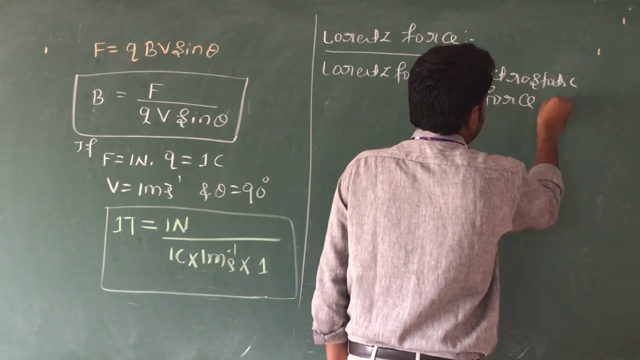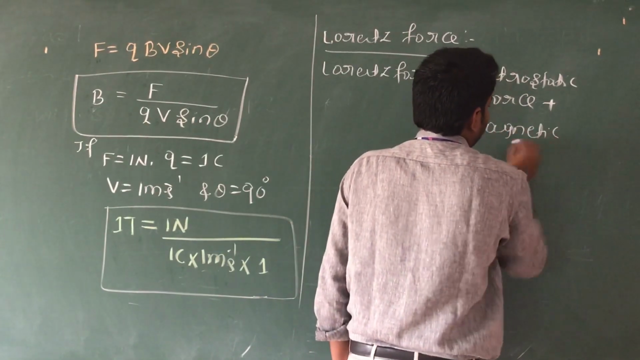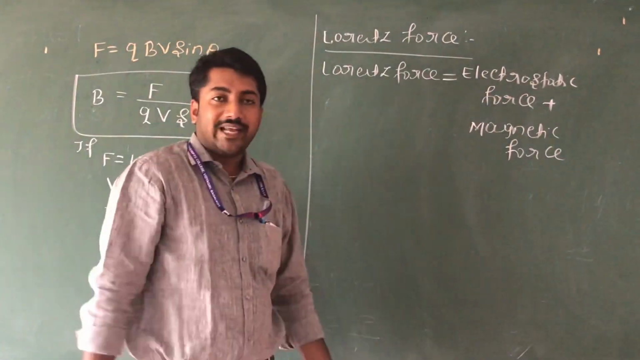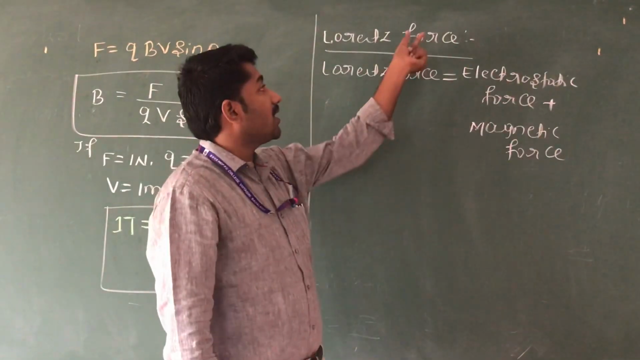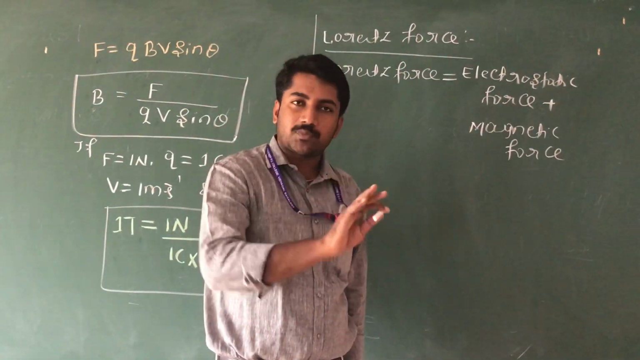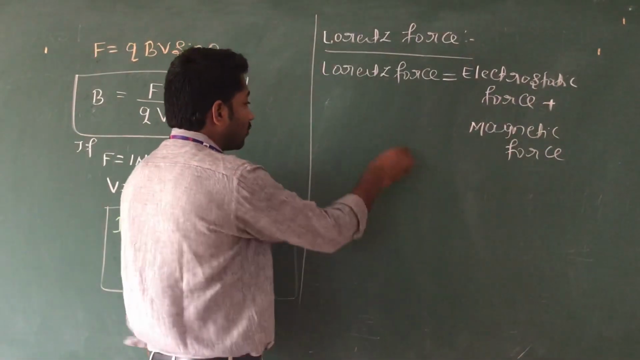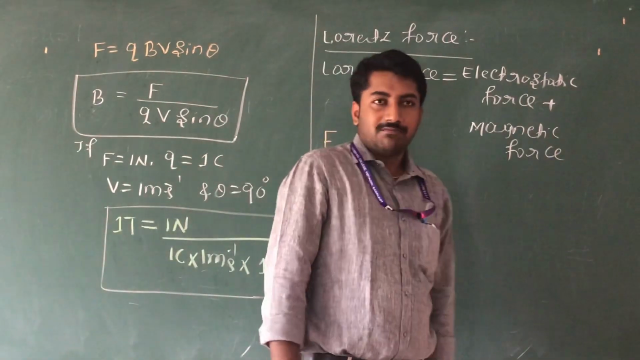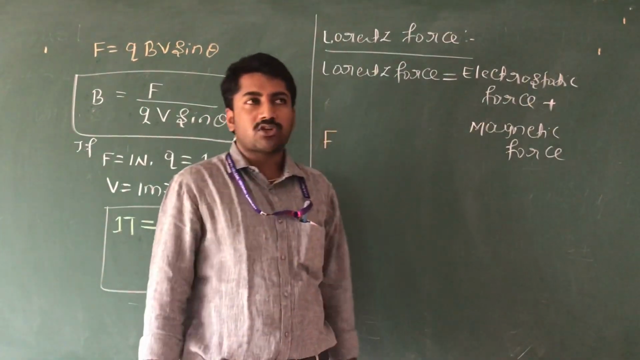Electrostatic force plus magnetic force. The region where both electrostatic force and magnetic force exist in space is called the Lorentz force, or where both electric field and magnetic field exist in the space. We know the formula for electric force, the electric force experienced by a charge q in that field.